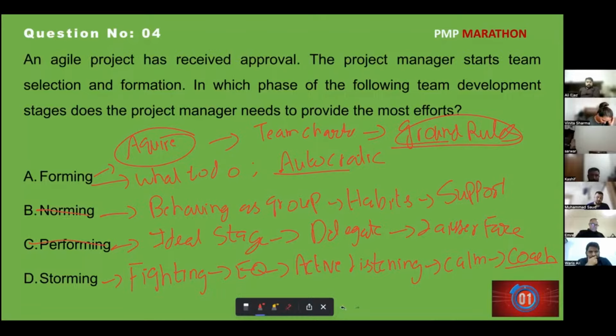Which is more right? Where here you are only giving direction. Giving direction is very easy. But when I need to listen to other person, when I need to understand other, right? That becomes the problem. Okay? All good? So storming is the right answer. D is the right answer.